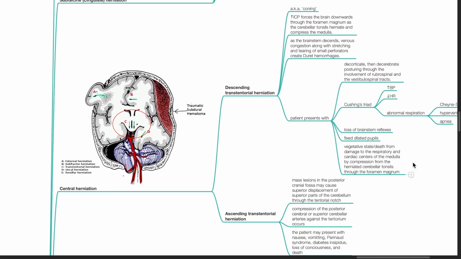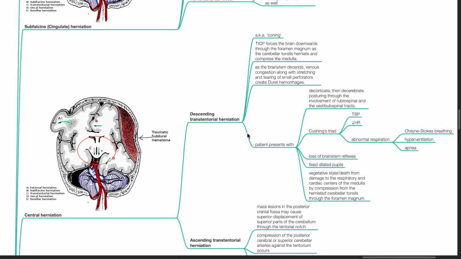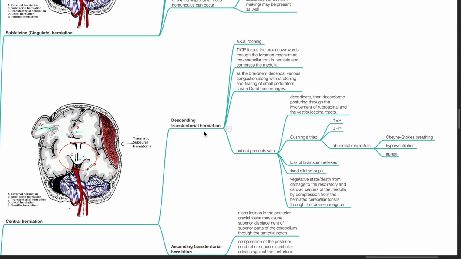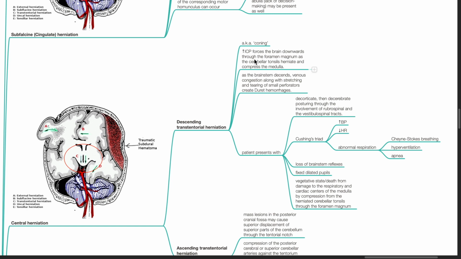Central herniation can be descending or ascending. Descending transtentorial herniation, aka coning. Increased ICP forces the brain downwards through the foramen magnum as the cerebellar tonsils herniate and compress the medulla. As the brainstem descends, venous congestion along with stretching and tearing of small perforators create Duret hemorrhages.